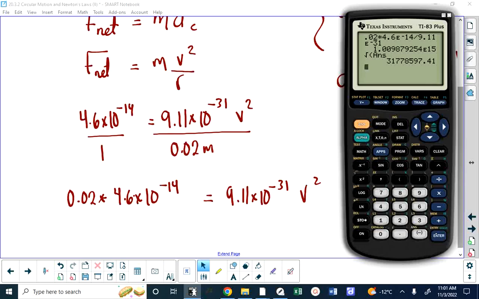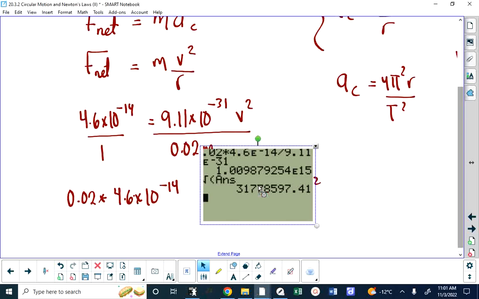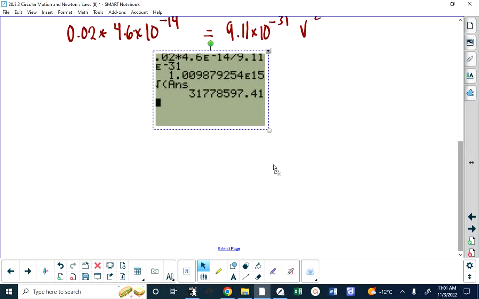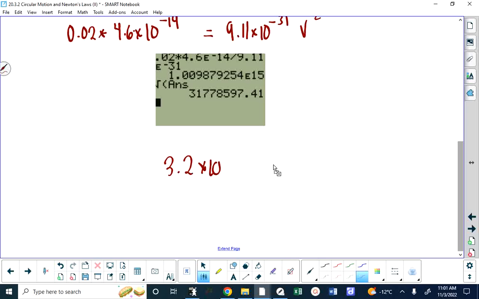3.2 times 10 to the 1, 2, 3, 4, 5, 6, 7 meters per second, or maybe 3.18. I don't know, probably 3.18. Yeah, I should have an extra decimal there because everything had 3 digits. Anyway, is that okay? All right. Other questions?